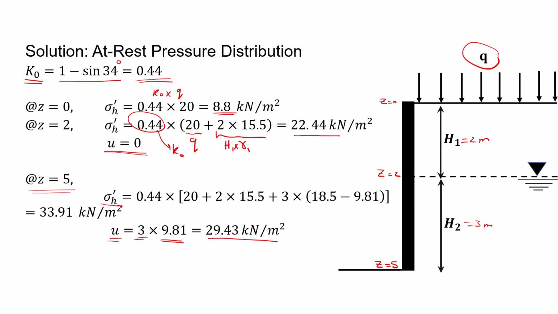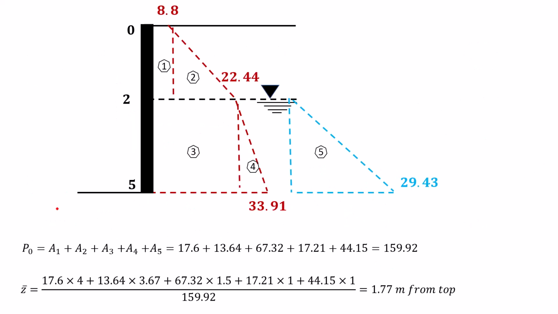And sigma prime H would be K0 times the effect of surcharge, everything we have above z equal to 5 meters. So 2 times gamma of the dry soil, and 3 times gamma prime, which is gamma sat minus gamma W. This is gamma sat and this is gamma W. If you calculate this value, it would be 33.91. Now let's show them on a diagram.